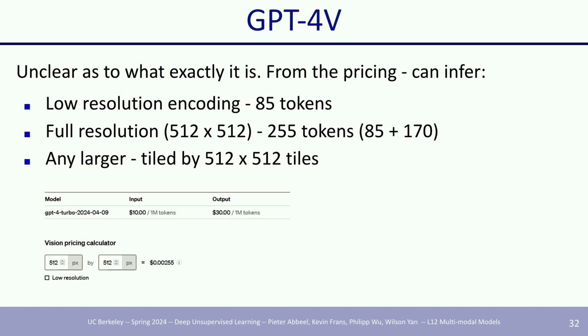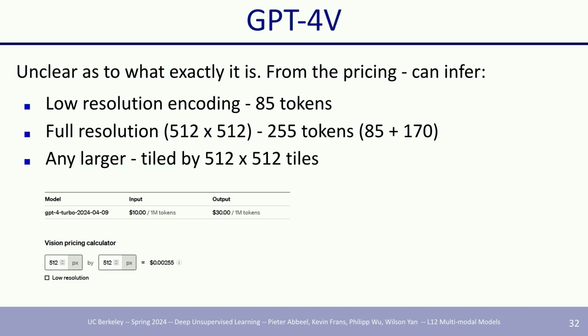If you play around, they have this vision calculator here, which basically tells you, for this input resolution image, how many tokens it is. In this case, it's 255 tokens for this 512 by 512. And from that, you can kind of infer. If you use the low resolution one, you'll get 85 tokens. And then the full resolution 512 by 512, you get 255, which is probably 85 low resolution tokens plus 170 other, higher resolution tokens.